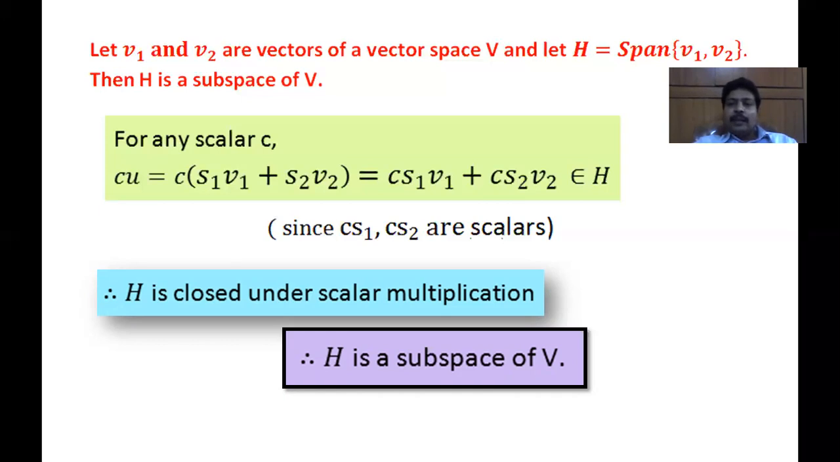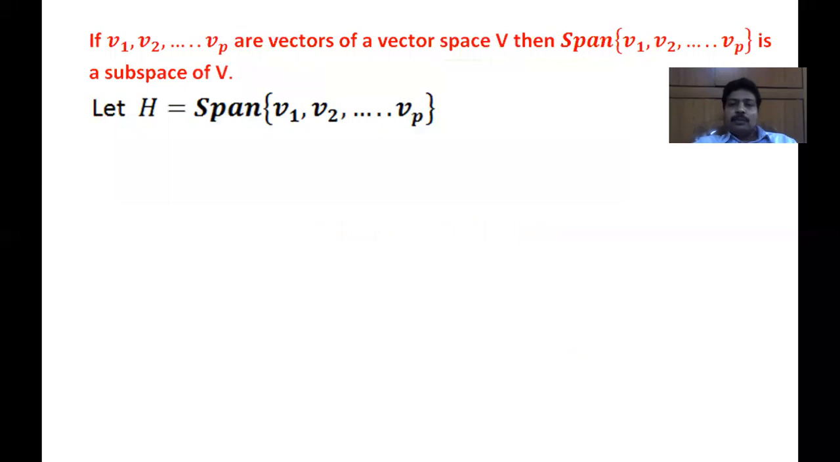So span of two vectors is a subspace of V. We can extend this concept to any finite number of vectors. So this is the next statement. If V1, V2 and so on Vp are vectors of a vector space V, then span of V1, V2 and so on Vp is a subspace of V. Let H be equal to span of V1, V2 and so on Vp.